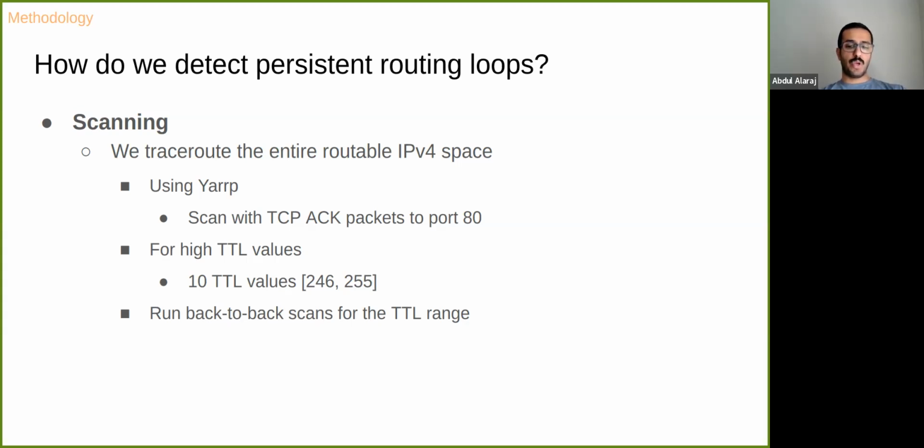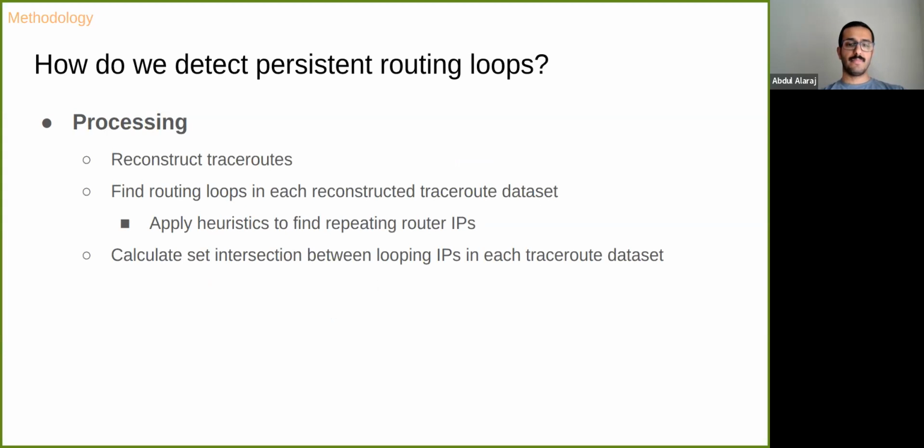In other words, we run the first scan. Once it's done, we run the second scan. And then we calculate the set intersection between the loops we find in each of the two scans. And the way we find routing loops is by reconstructing traceroutes from the scans data for each TTL value. Then we examine these traceroutes to look for repeating router IPs in accordance with a specific heuristic that we detail in the paper.